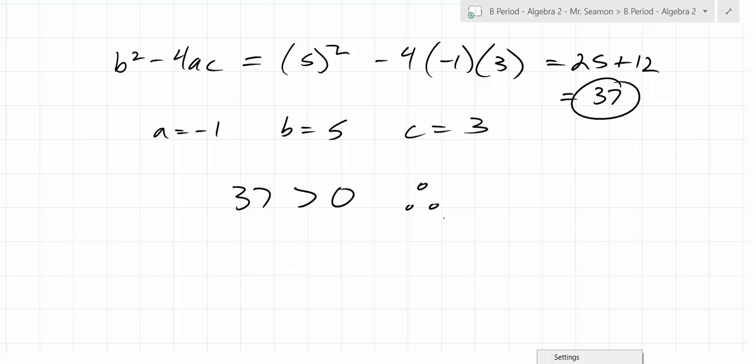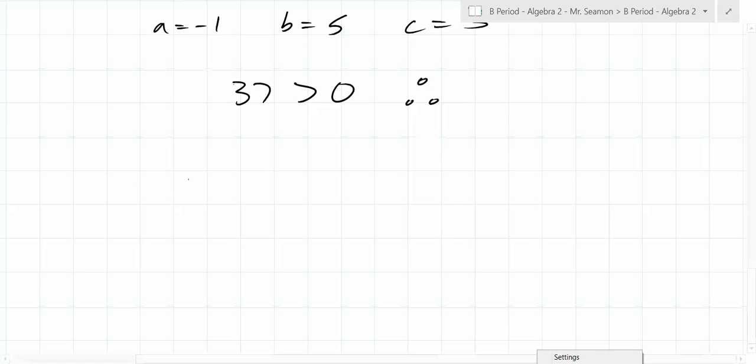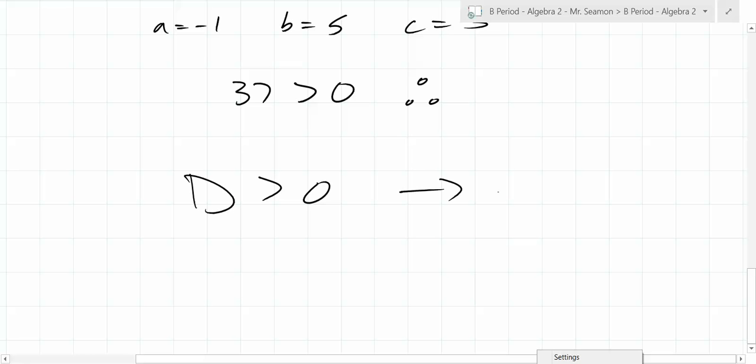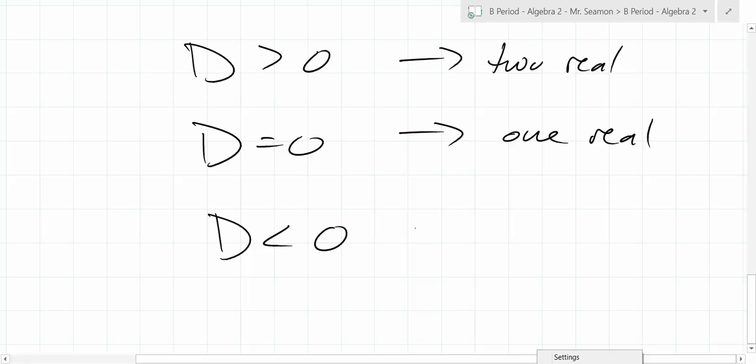Okay, we need to review this. You guys are just yelling out randoms. Review this. If the discriminant D is greater than 0, what do you have? 2 real solutions. If the discriminant is equal to 0, you have 1 real solution. And if the discriminant is less than 0, you have 2 imaginary solutions.